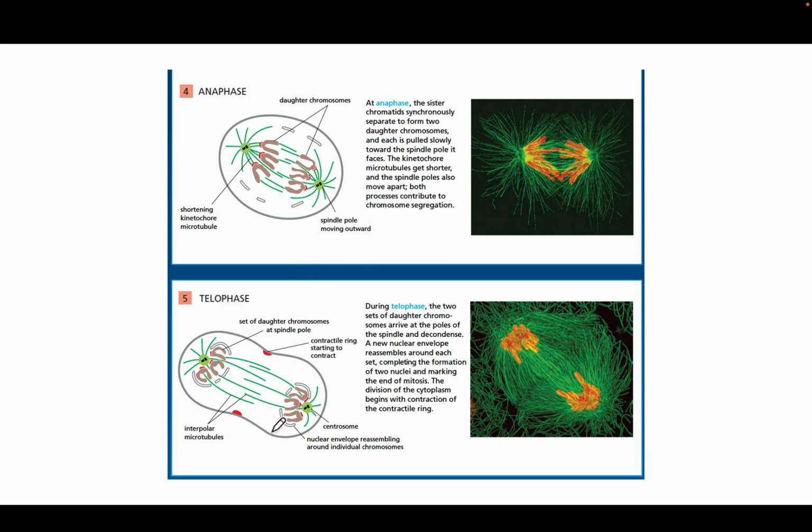In telophase, what will happen? So the two sets of daughter chromosomes arrive at the two poles of the spindle, and they will now decondense. A new nuclear envelope will reassemble around each set, completing the formation of two nuclei and marking the end of mitosis. The division of the cytoplasm begins with contraction of the contractile ring. So these are interpolar microtubule centrosome. This is nuclear envelope just starting making. This is contractile ring starting to contract the cell to divide to help in cytokinesis. And this is a daughter chromosome at two spindle pole.